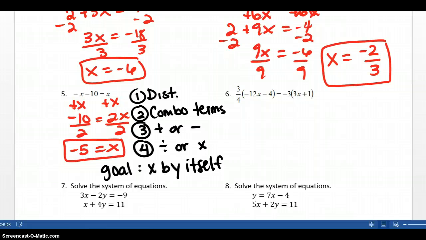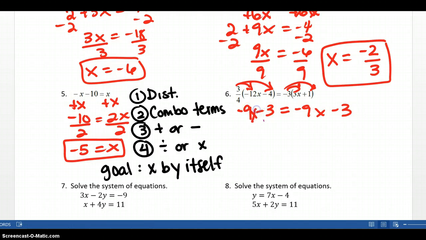Okay, so let's start and let's distribute our 3/4. So 3 times negative 12 is negative 36. And negative 36 divided by 4 is negative 9. And then 3 times negative 4 is negative 12. Negative 12 divided by 4 is negative 3. We distribute over here again. So negative 9x minus 3. Don't forget that x right there.